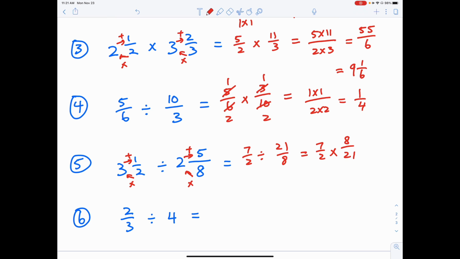We can again do the cancellation now, reduction wherever we can. 7 and 21 gives us 1 and 3. 2 and 8 gives us 1 and 4. So we get 1 times 4 over 1 times 3, which is 4 over 3, which is 1 and 1/3.